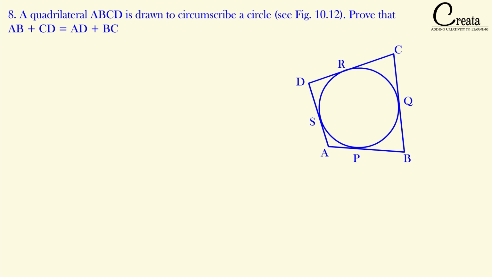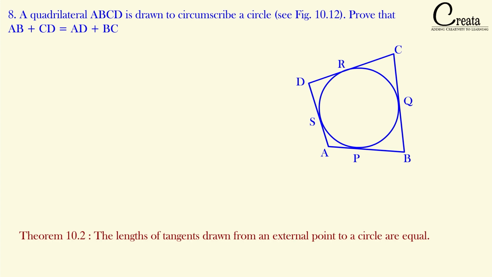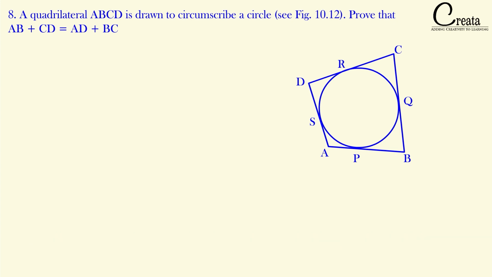So let's approach the question. Here we will use theorem 10.2. As per theorem 10.2, the lengths of the tangents drawn from an external point are equal. Here if you observe, we have various tangents to this circle. If we take the point A, here AS and AP are the tangents. If we take the point B, BP and BQ are the tangents. Similarly, from the point C and from the point D, there are two tangents each. And we know from an external point, if we draw two tangents to the circle, both tangents are equal to each other. The same concept is applicable here. So let's use the same concept.